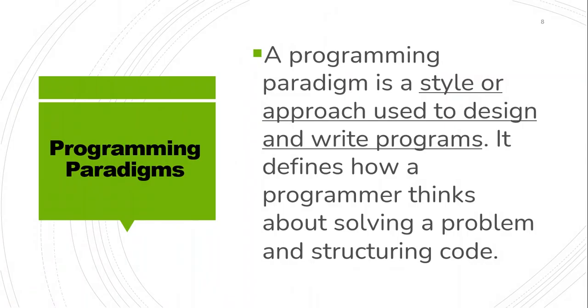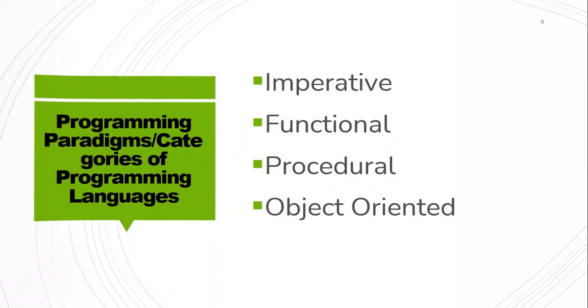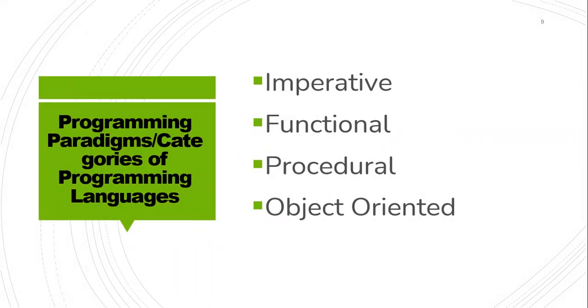Then programming paradigms. Another thing that we need to look at is something we call a programming paradigm. A programming paradigm is a style or approach used to design and write programs. It defines how a programmer thinks about solving a problem and structuring code. There are four programming paradigms or categories: the imperative, functional, procedural, and object oriented. We shall pick those up in the second lesson.